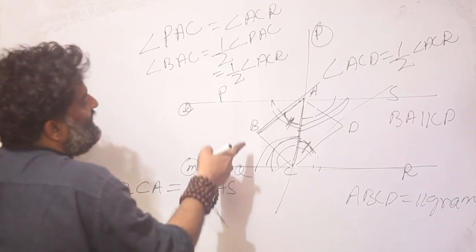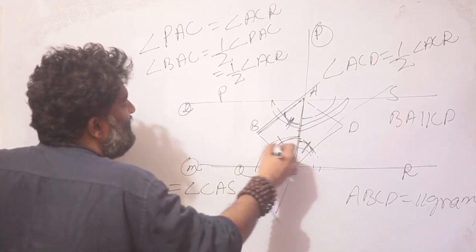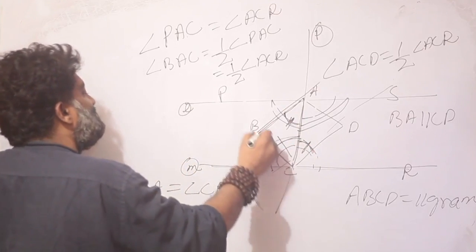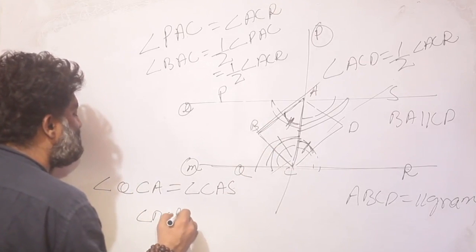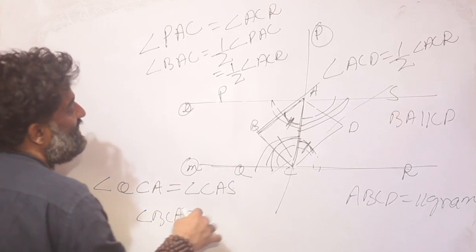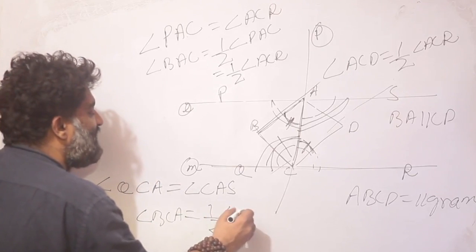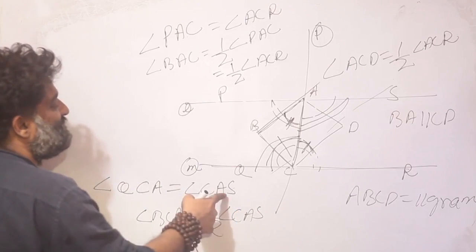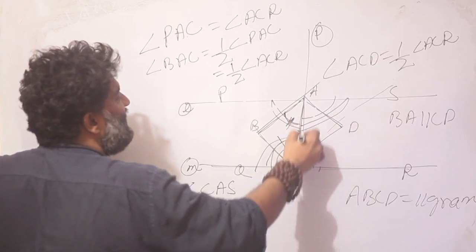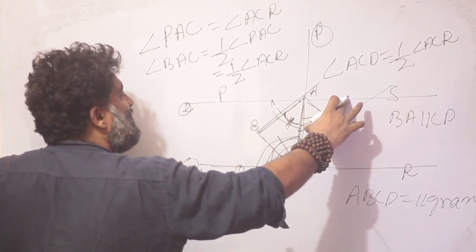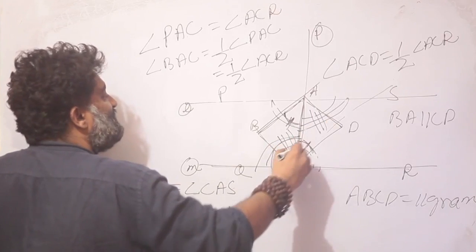Same theory again. If I think of angle BCA, this is going to be half of this big angle because this is an angle bisector. So angle BCA, very much the same story that we did earlier, is going to be half of angle QCA or half of angle CAS because QCA was the same as CAS. And now if I think of angle DAC, this is also half of CAS. That means these angles are equal to each other.